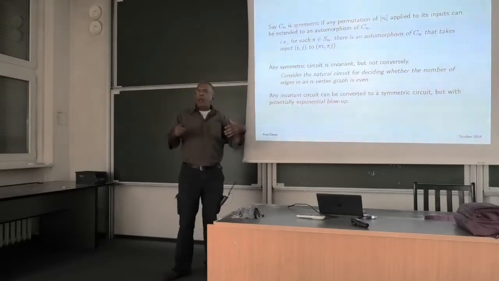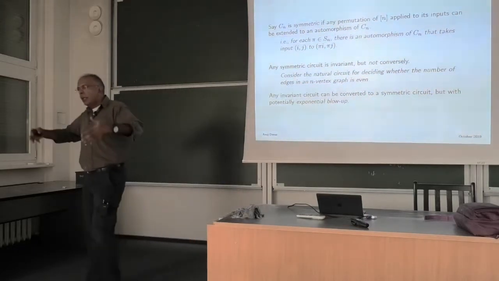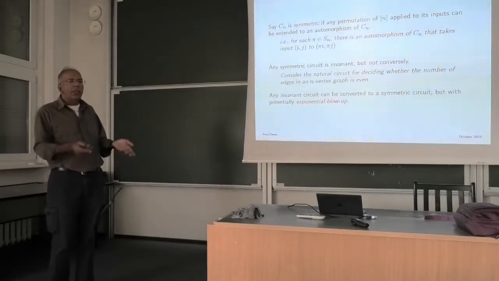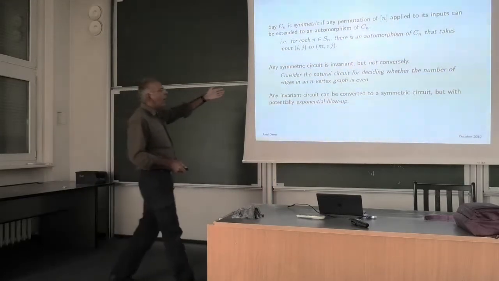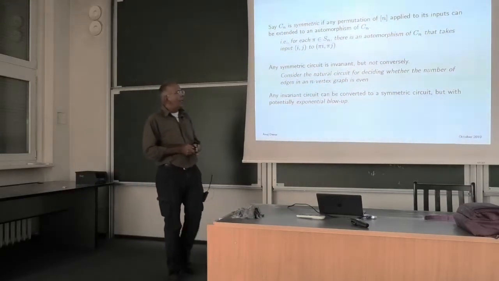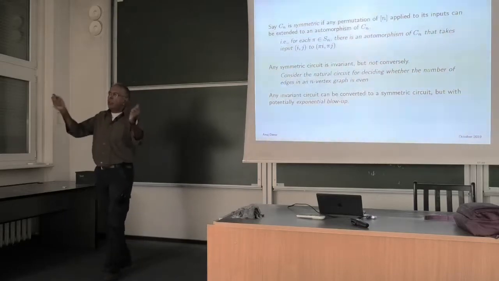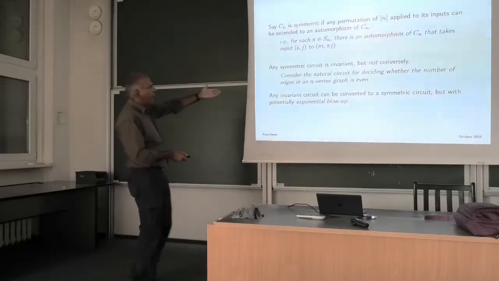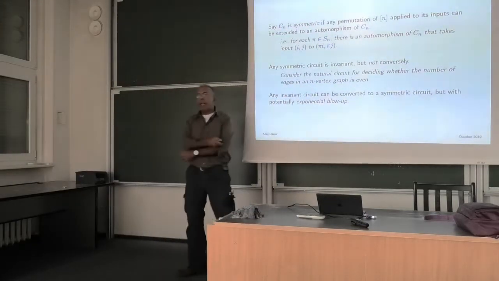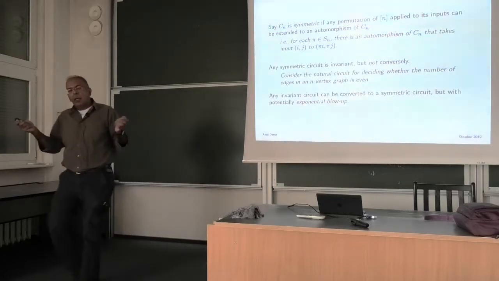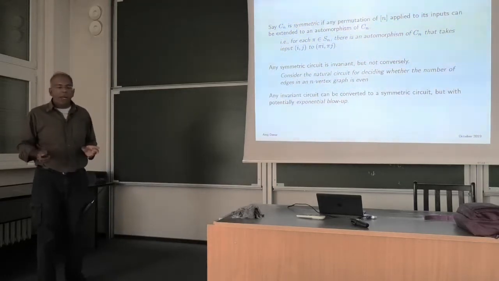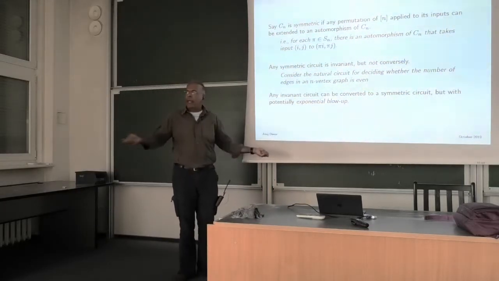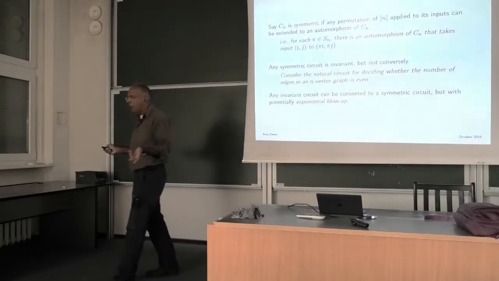Any symmetric circuit gives you an invariant Boolean function in the sense that the result doesn't depend upon the permutations, but the converse is false. There are invariant circuits which are not symmetric, and I gave you an example. I gave you a circuit for determining whether the number of edges in an n-vertex graph is even, which just used XOR gates, which was invariant because the property of having an even number of edges is clearly invariant under permuting the vertices, but the circuit wasn't symmetric. You can convert any invariant circuit to a symmetric one just by duplicating gates, but this can involve an exponential blow-up. Okay.